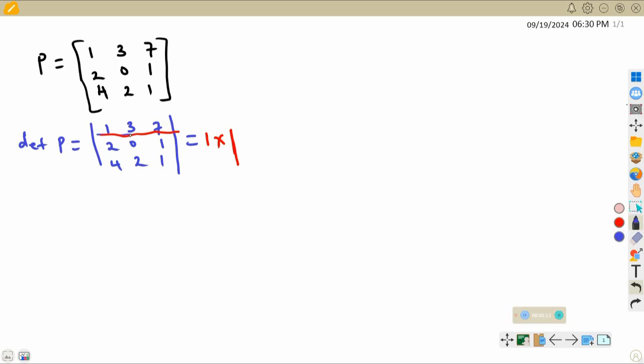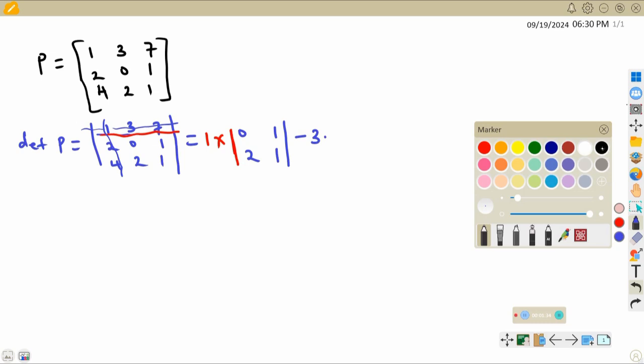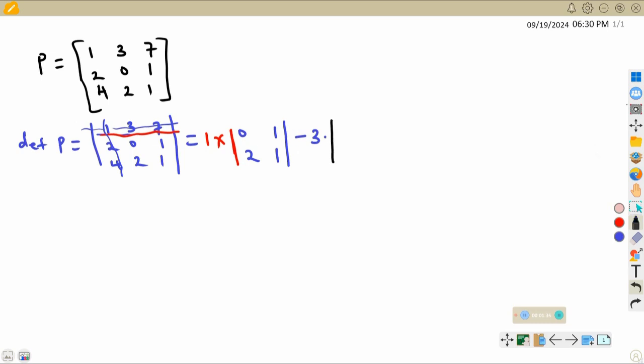So let us delete this row. When I delete this row and this column here, what I remain with is 0, 1, 2, 1. So I will take the determinant of this, minus the next value, which is 3. So I will get 3 times the determinant. Now, 3 is here.